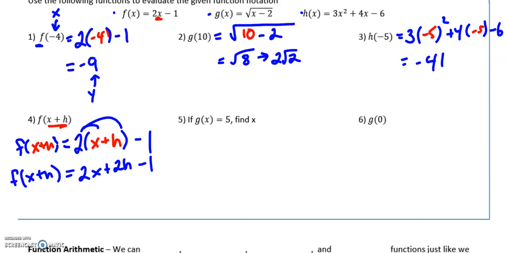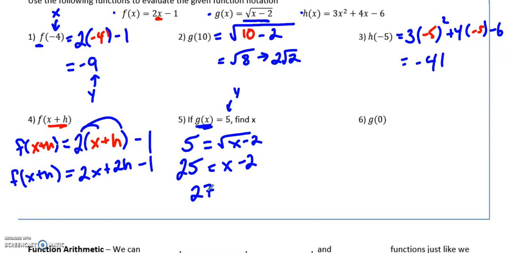Number 5, the key here is realizing that I have a y value, an output value. So I'm going to grab that 5 and set it equal to g of x, which is the square root of x minus 2. In order to solve, I square both sides. So 25 is x minus 2, and add 2 over. 27 equals x.